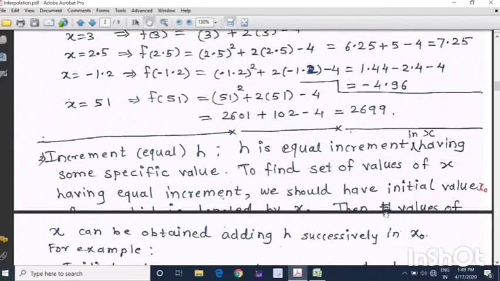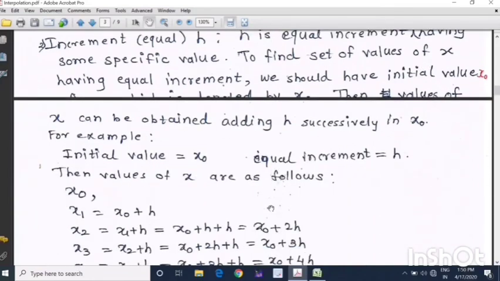Next concept is increment h. So what is h? h is an equal increment in x having some specific value. Specific value means whatever we define, h equals 1, h equals 0.5, h equals 0.2, any value, or it is a given value. So if you are given h and the initial value of x, which is denoted by x0, then we can find the set of values of x by adding h successively to x0 or to the previous values. So here I have explained it theoretically.